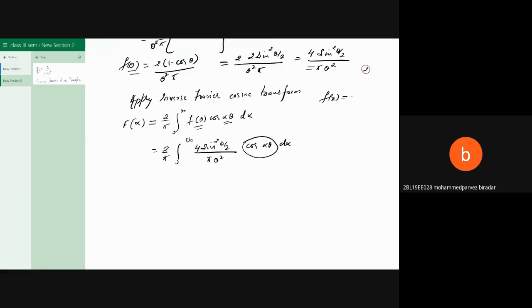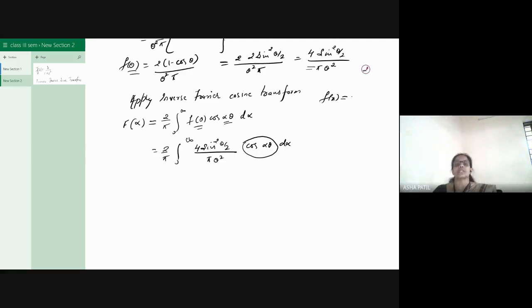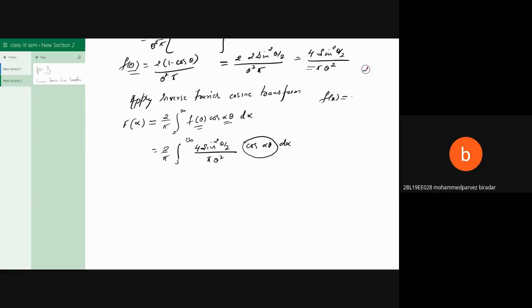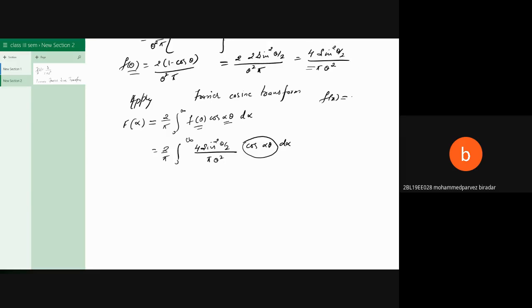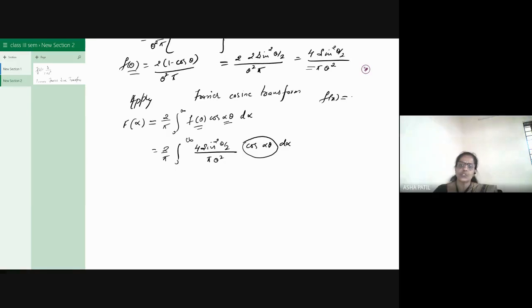Madam, is it Fourier cosine transform or inverse Fourier cosine transform? F of theta equal to, then it will be inverse, no? Yes, it is just Fourier transform, no? Yes, ma'am, sorry. It is Fourier transform, not inverse. Then it will be integrated with respect to d theta, no? Yes, if it is Fourier transform, integration is done with respect to theta. Yes, it is d theta.